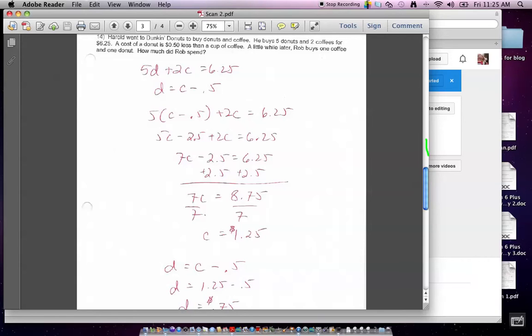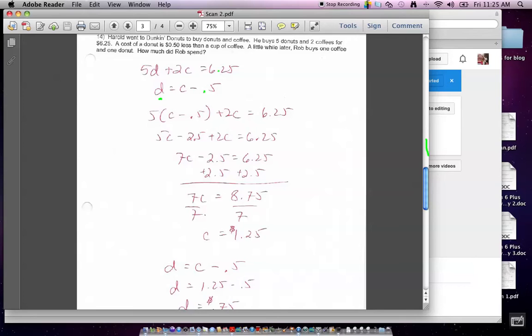Now, the next one is, it says, a donut is 50 cents less than a cup of coffee. So here it is, a donut right here, there's a point there, it doesn't appear obvious, there was one here too. A donut is 50 cents less than a cup of coffee. Now, do they line up? No, they don't. So what technique are you gonna use?